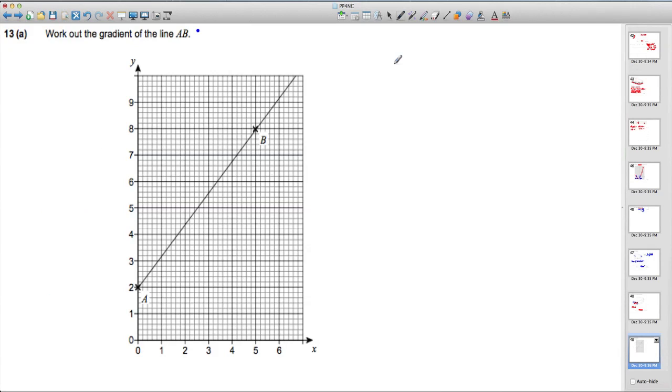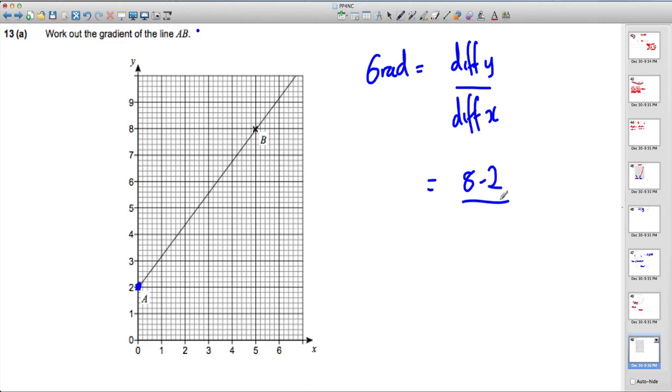Next question, it asks us to work out the gradient of the line segment AB here. So we'll remember that the gradient is the difference in y's divided by the difference in x's. Okay, and the difference in y's between here and here, well, it goes up 6, so it's 8 subtract 2, which is 6, divided by 5 take away 0. So it's 6 over 5, and that's the gradient. I might call that m.